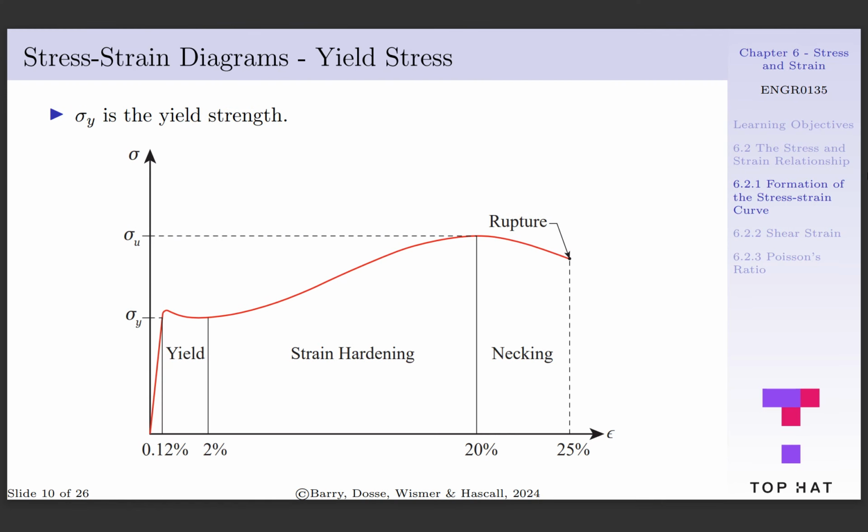The first feature we'll talk about is the yield strength of a material. Yield strength is denoted as sigma y and corresponds to the yield stress of the material. This is the point at which the material will not return to its original shape after the load is removed, and is used as a design point within the system.